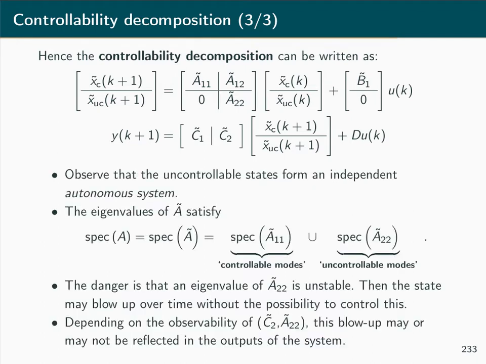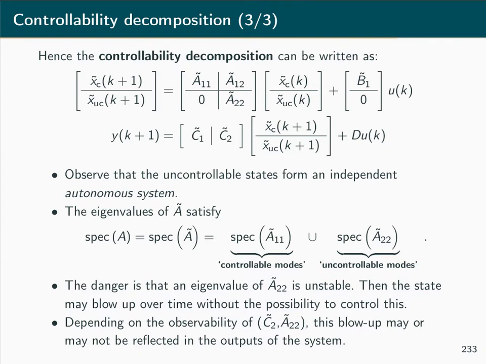Observe here that the uncontrollable states form an independent autonomous system. The eigenvalues of A tilde are the same as the eigenvalues of the original system, and moreover, they can be split into the eigenvalues of the submatrix A tilde 1 1 and the eigenvalues of the submatrix A tilde 2 2, where the first are referred to as the so-called controllable modes, and the latter are referred to as the so-called uncontrollable modes.